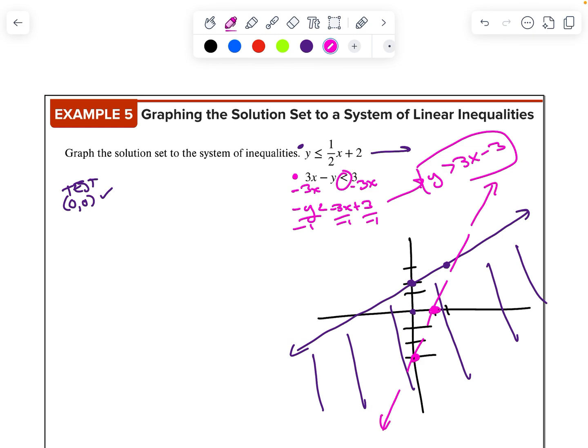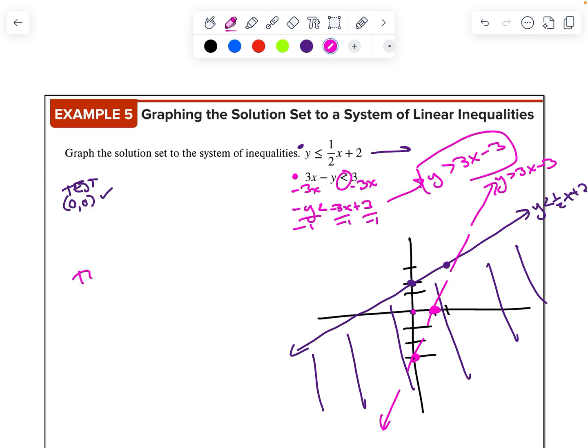So this is the dashed line, y is greater than 3x minus 3. This purple one was y is less than 1/2 x plus 2. All right, I still need to shade my pink one. Notice that 0, 0 is not a point on that pink one.